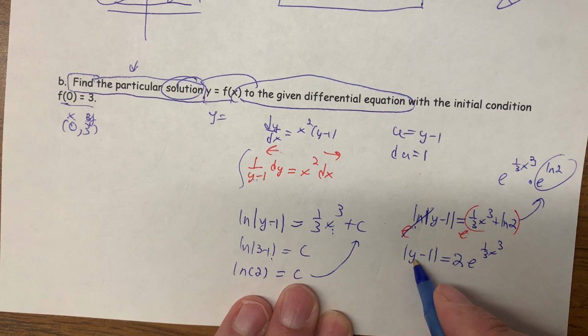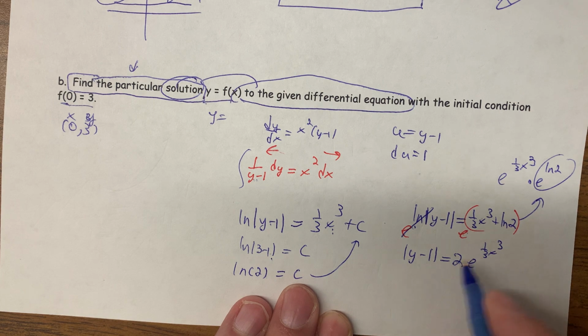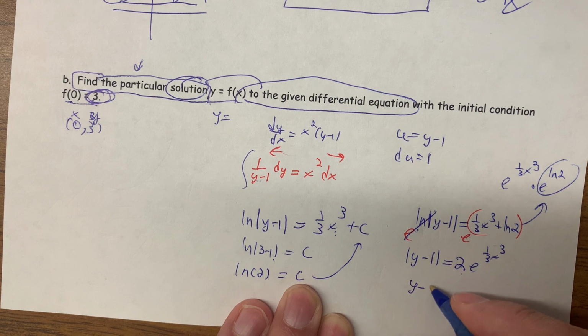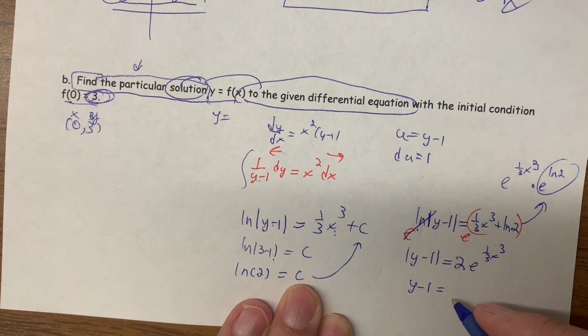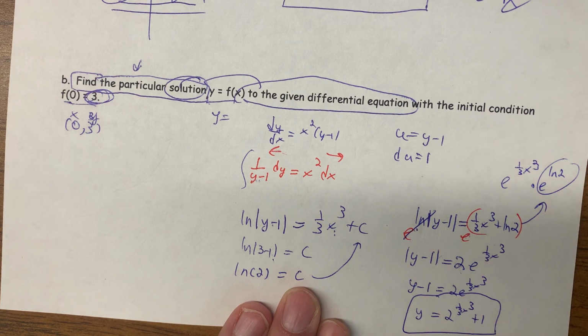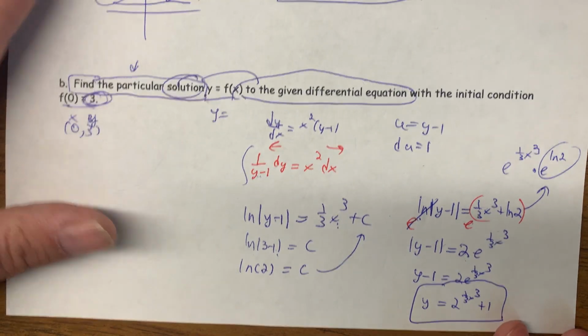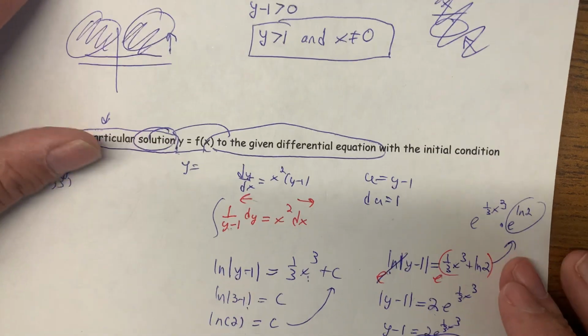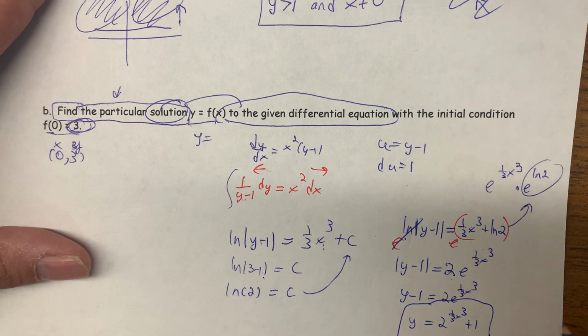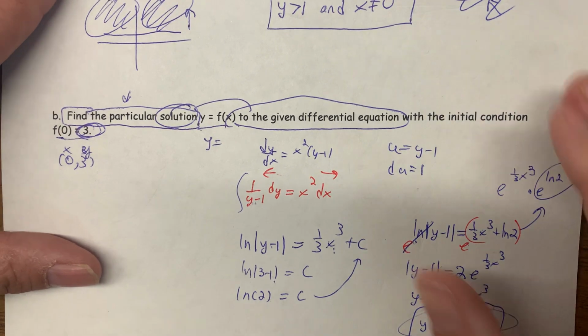Now, does this need to be positive or negative? Well, y needs to be a positive 3, and so this will be the positive. So y minus 1 equals, absolute value would have a positive or negative, but this needs to be the positive one because y is greater than 1. 2e to the 1/3 x cubed, and so y equals 2e to the 1/3 x cubed plus 1. One question they haven't asked in like 20 years, but could be on this, is they could ask you for the domain and range of the solution, and we'll talk about that next class.